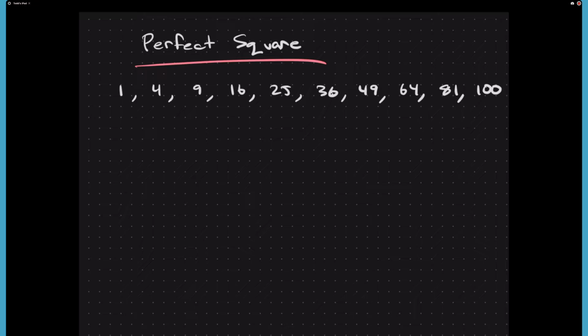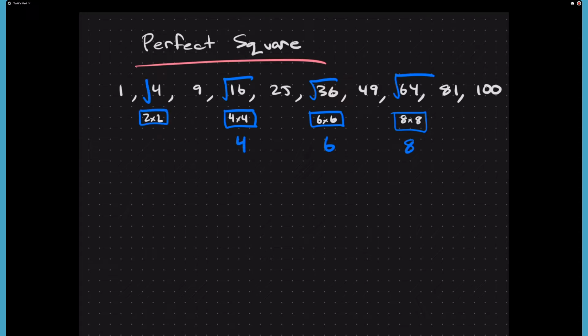Well, if we look at the number 4, we can see that 2 times 2 equals 4. For 16, it's 4 times 4. For 36, it is 6 times 6. And for 64, it is 8 times 8. So recognize that we've got a pair of 8s, leaving us with the square root of 64 equaling 8. We got a pair of 6s, and therefore the square root of 36 is 6. A pair of 4s, meaning the square root of 16 is 4, and a pair of 2s, meaning that the square root of 4 would be 2.